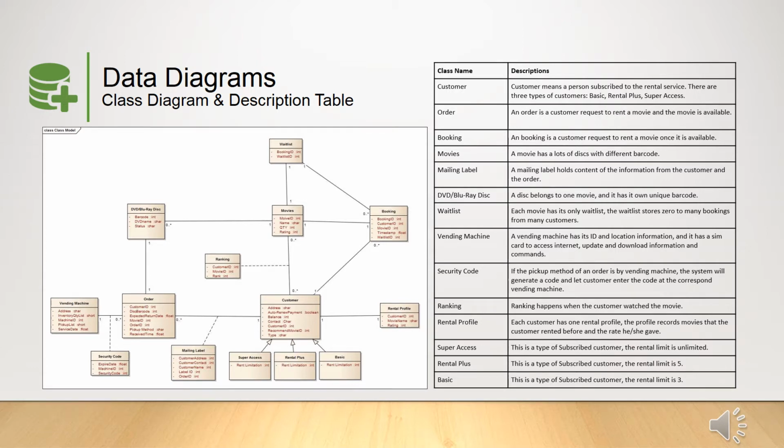Secondly, we create the barcode as an attribute for DVD and Blu-ray discs, and also add the vending machine and security code as a new class to provide a more efficient picking and packing system, and also to avoid the lost discs problem. Thirdly, we add in the ranking class for customers to nominate a ranked waiting list of movies to watch, and lastly we create the rental profile for each customer, which lets the system data mine the rental history of the customer and provide a more accurate recommended movie list for the customer in the future.